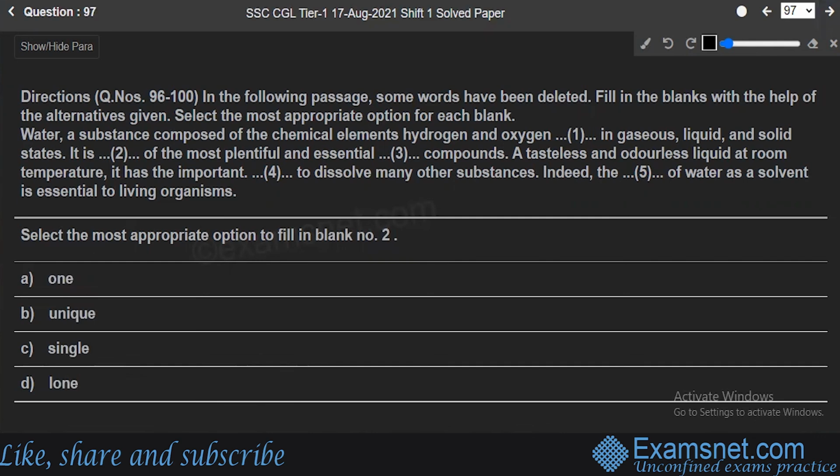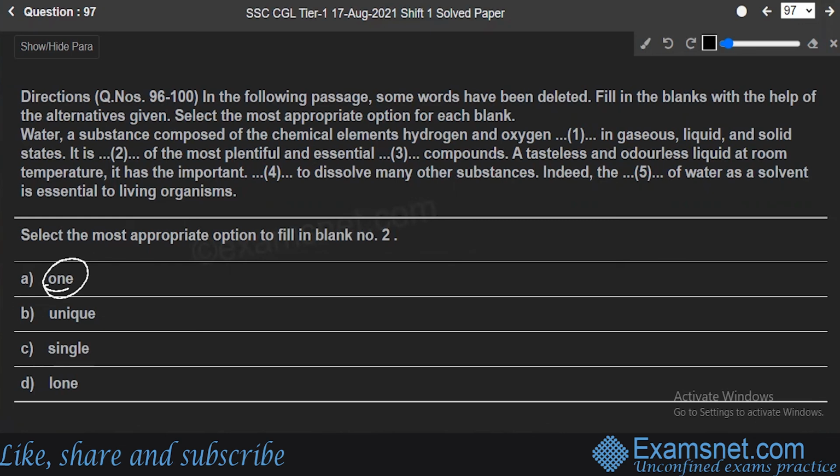You have to fill in the second blank. Let's read the second blank first. It is dash of the most plentiful and essential dash compounds. So what will come over here? It is one of the most plentiful and essential, unique of the most essential and plentiful, single or lone. I already told you this is about water. In the given one, we'll be filling one. It is one of the essential and one of the plentiful and essential.